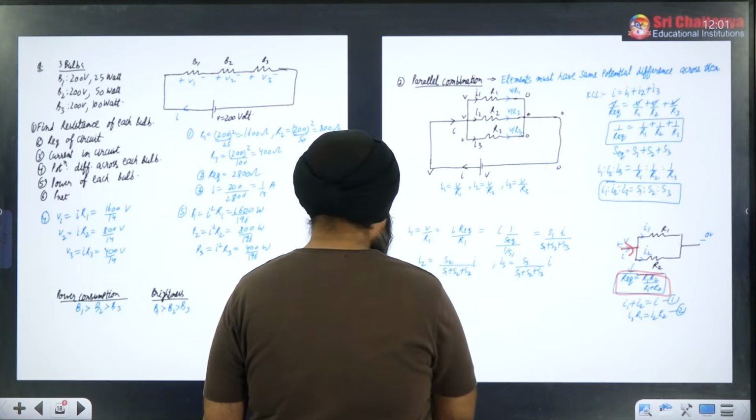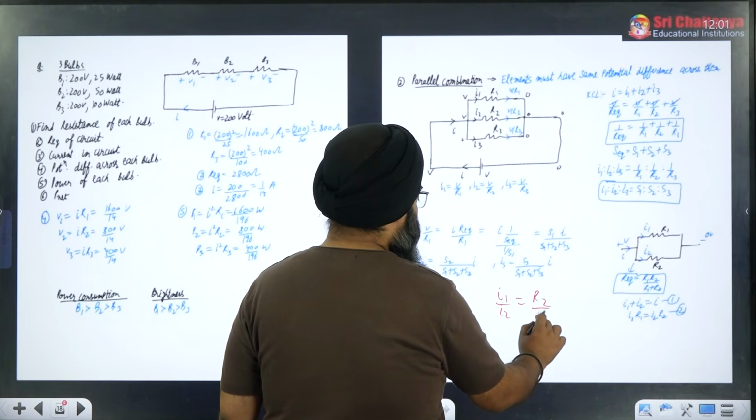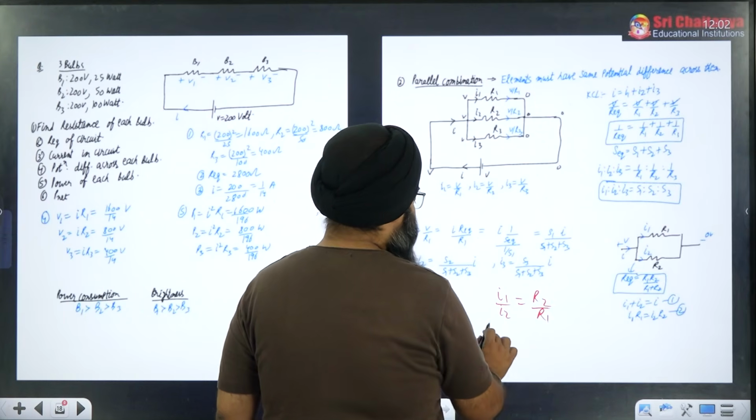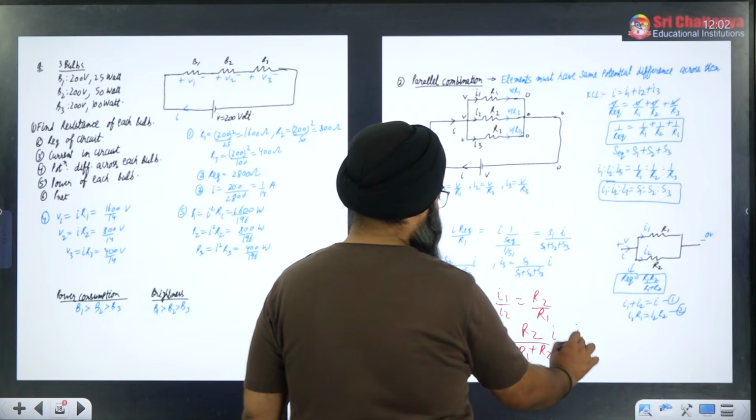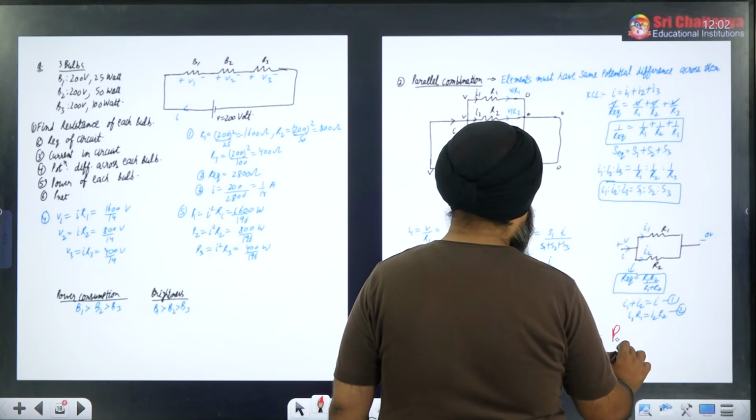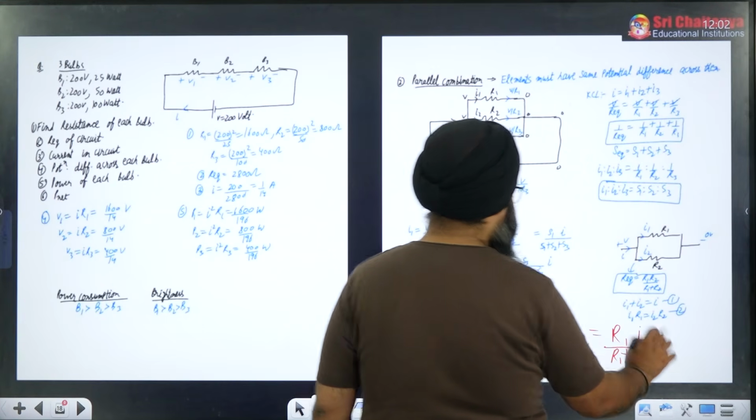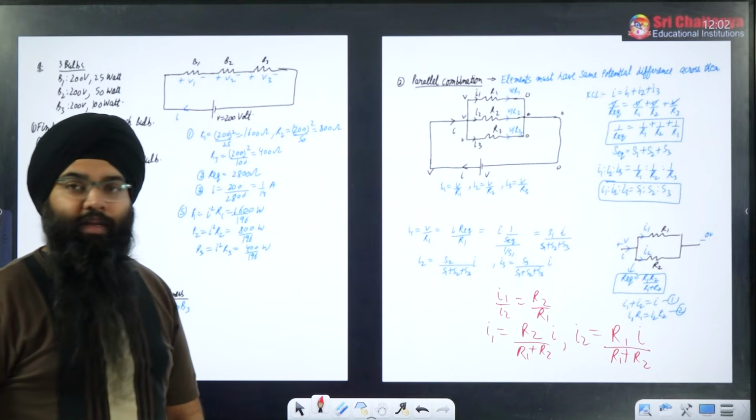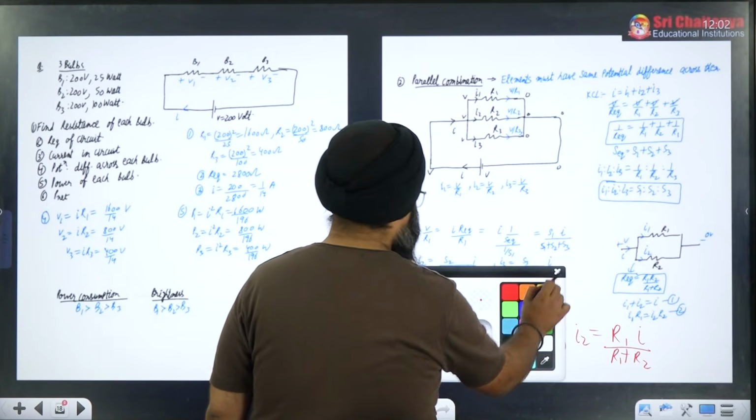And suppose if you want to find the current, you can find the current now, because I1 is to I2 will be equal to what? R2 by R1. Yes or no? Inverse relation is there. So I1 will be equal to what? R2 divided by R1 plus R2 multiplied by total current. I2 will be R1 divided by R1 plus R2 multiplied by total current. So this is how you can find the value of currents in parallel combination. I hope this point is also clear to you.